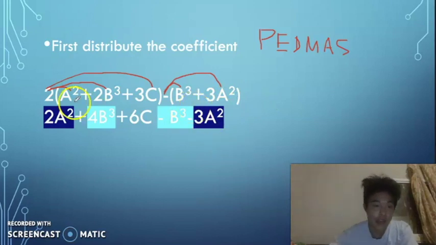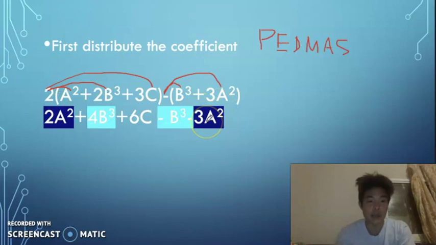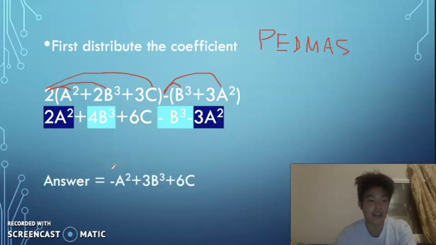After we have done that and we have the expanded algebraic expression, what we want to do is then combine like terms. So we have 2a squared and negative 3a squared, which we can combine to form negative a squared. And then we can combine the like terms 4b cubed and negative b cubed to give us 3b cubed. And finally, 6c does not have a like term, so we just leave it as itself. And we get the answer, negative a squared plus 3b cubed plus 6c.